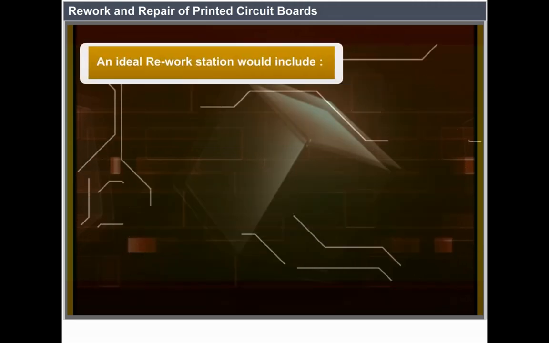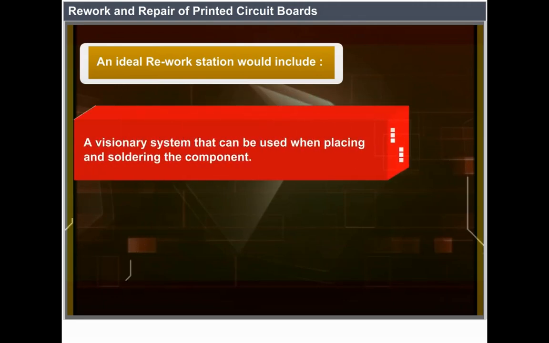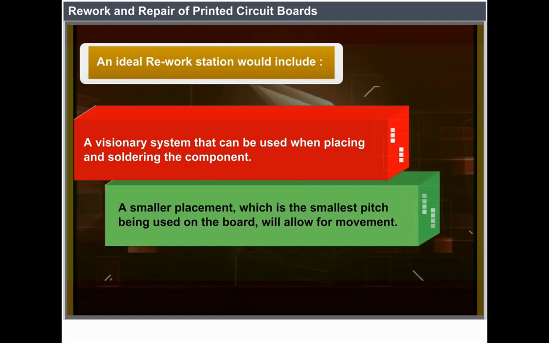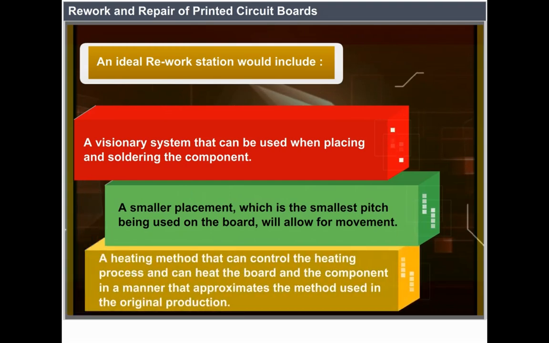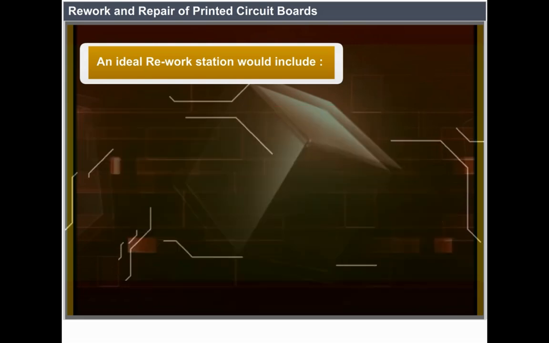An ideal rework station would include a vision system that can be used when placing and soldering the component, a placement tool that will allow for movement that is smaller than the smallest pitch being used on the board, a heating method that can control the heating process and can heat the board and the component in a manner that approximates the method used in the original production.